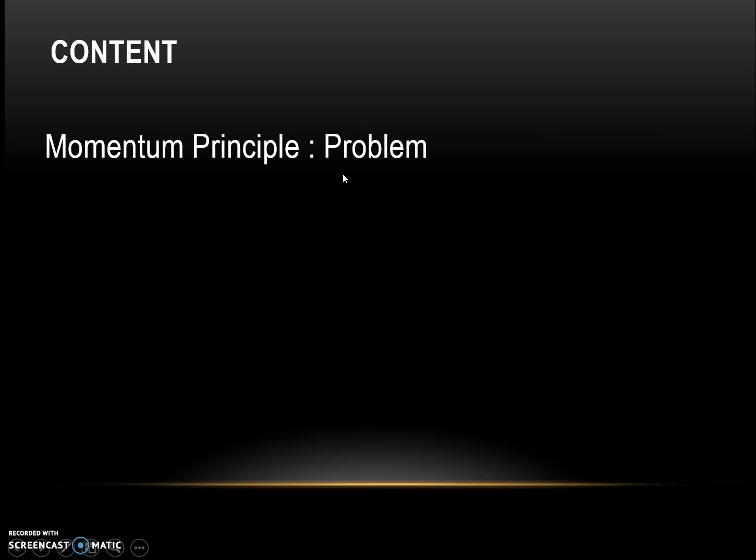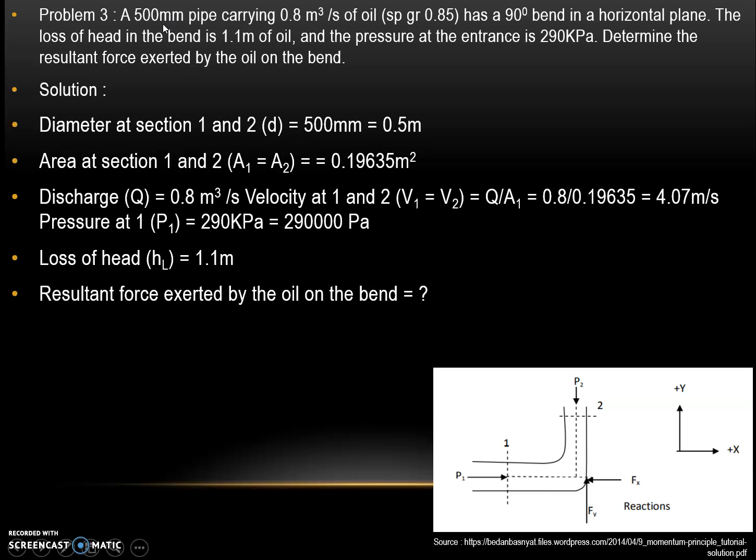In this presentation, we will solve a problem based on the momentum principle. A 500 mm pipe carrying 0.8 meter cube per second of oil of specific gravity 0.85 has a 90-degree bend in a horizontal plane. The loss of head in the bend is 1.1 meter of oil and the pressure at the entrance is 290 kPa. Find the resultant force exerted by the oil on the bend.